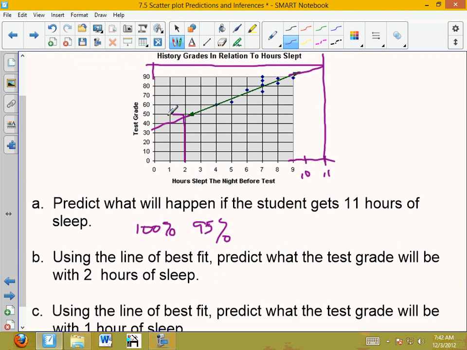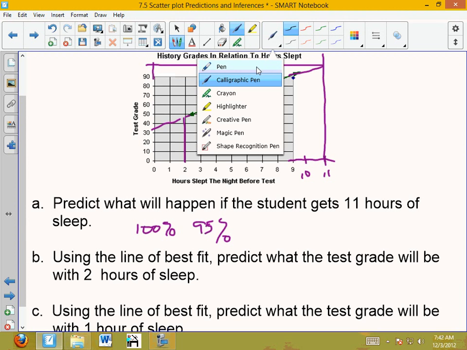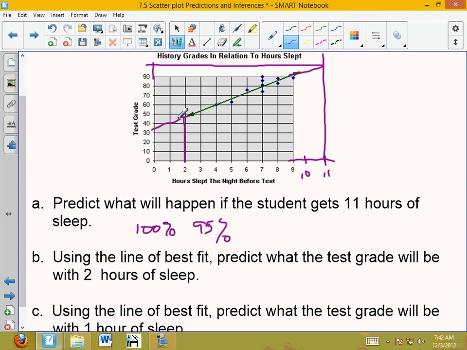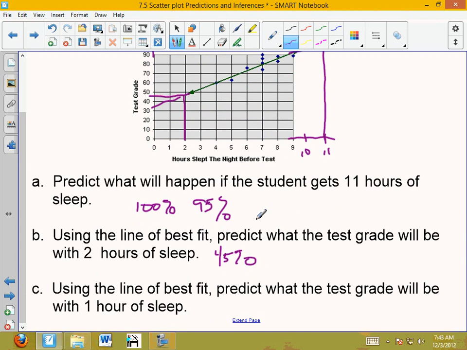And then once I hit the line of best fit, I go over. Well, my pen doesn't really do it very nice, but it's actually just below 50. I would call that about 45. Anything between 45% and 50% would be acceptable. Remember, it's just a prediction.